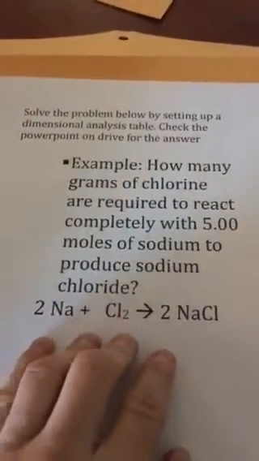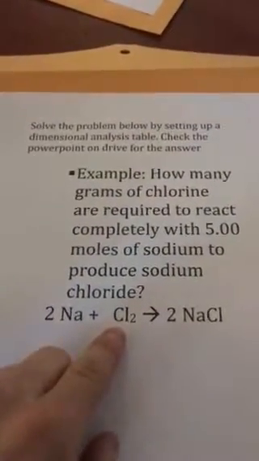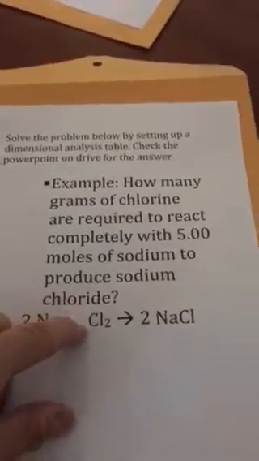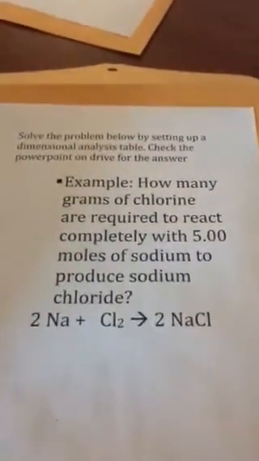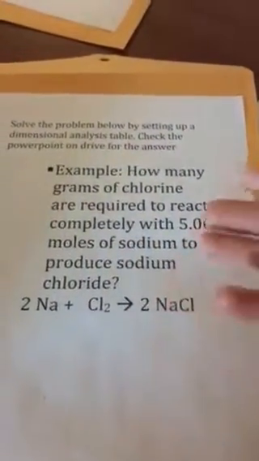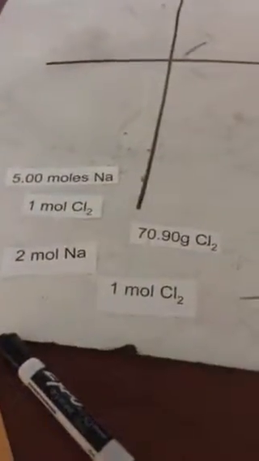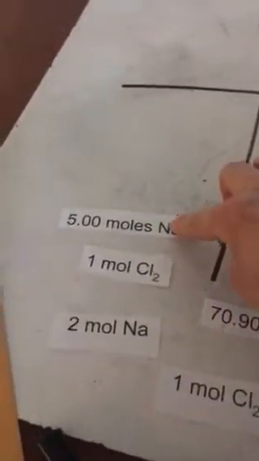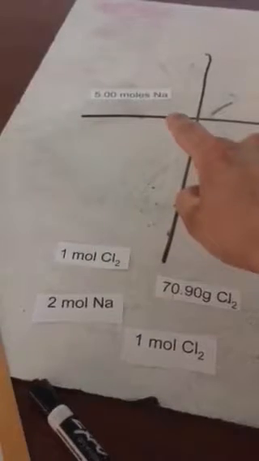And if you'll notice below, you have 2 moles of sodium react with 1 mole of chlorine. There's an invisible one here, and they produce 2 moles of NaCl, right? Perfect. So what we do is always start with what you have. You have 5 moles of sodium, and you're going to end up with grams of chlorine. So if I look at my little puzzle pieces over here, I know that I have 5 moles of Na to start off, and I'm going from moles to grams.